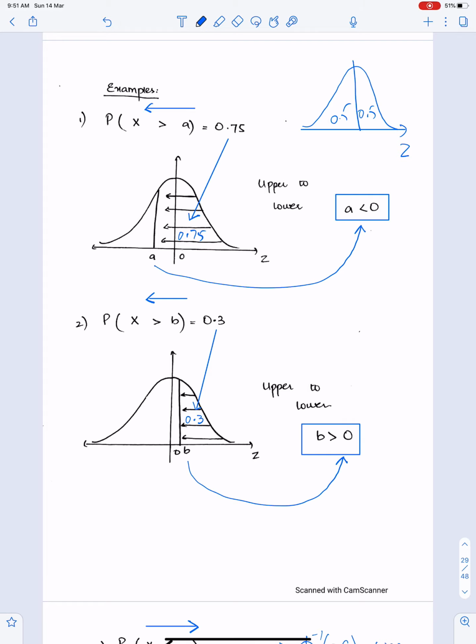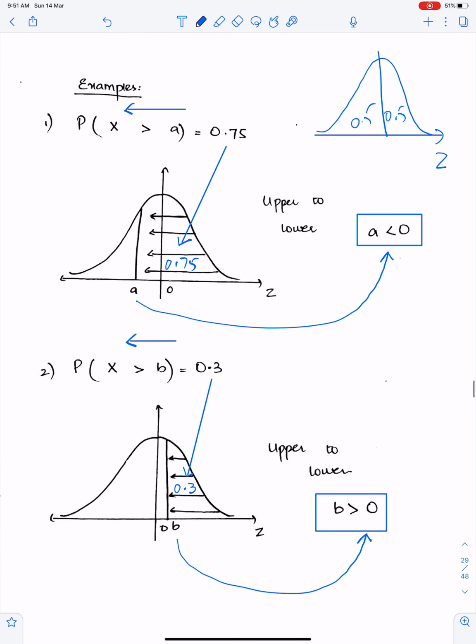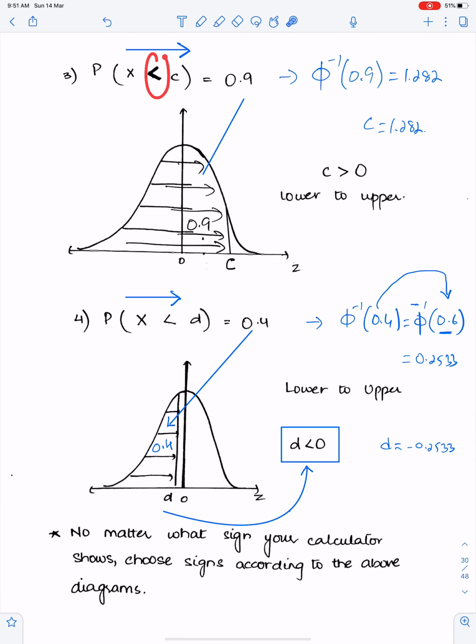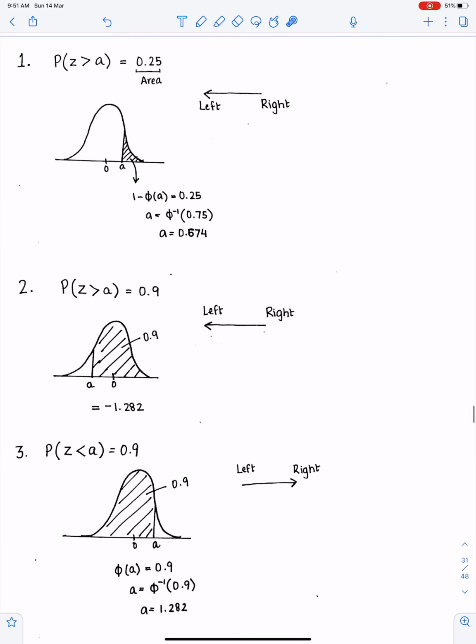Four properties of inverse normal. Property 1, property 2 for greater signs, property 3 and property 4 for lesser signs. Now, I will solve these questions. I will discuss the solutions of these questions, in fact.